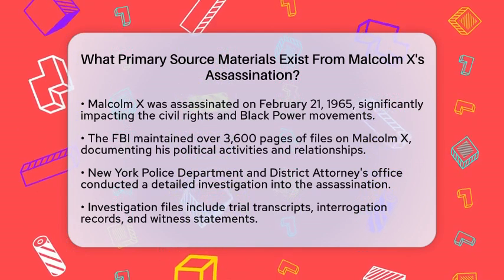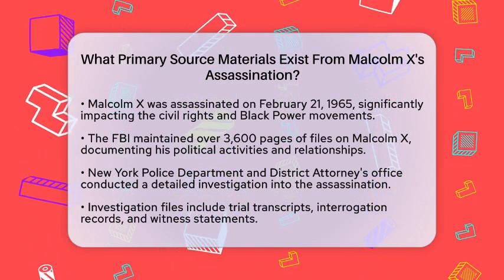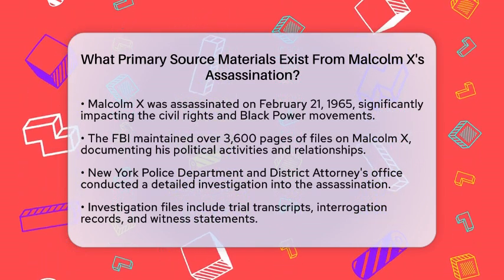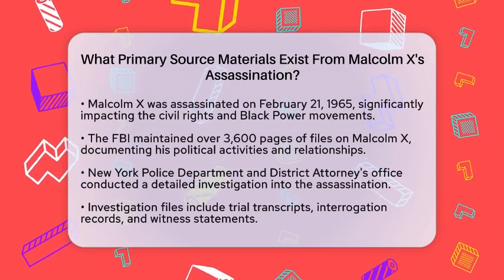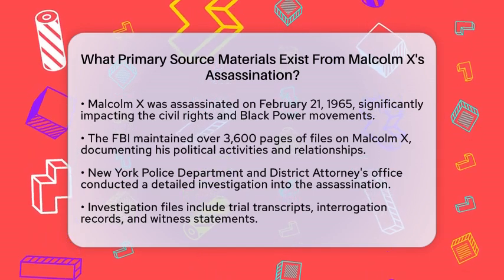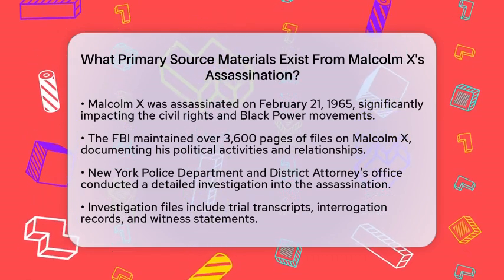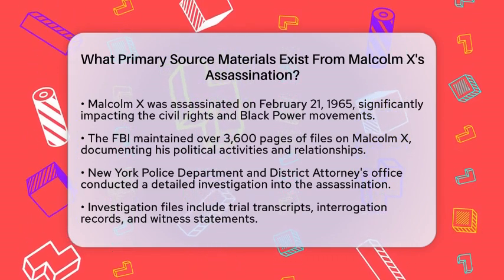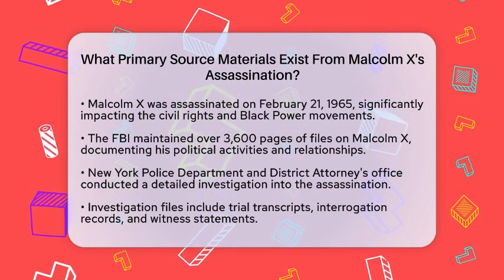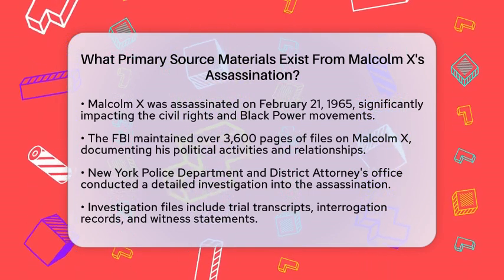First, the Federal Bureau of Investigation maintained extensive files on Malcolm X. These documents, totaling over 3,600 pages, cover his political activities and relationships. They also include reports and internal communications that reveal the government's interest in him during the civil rights era.